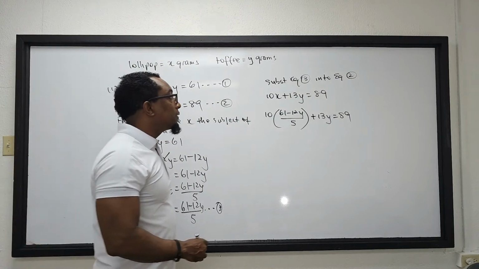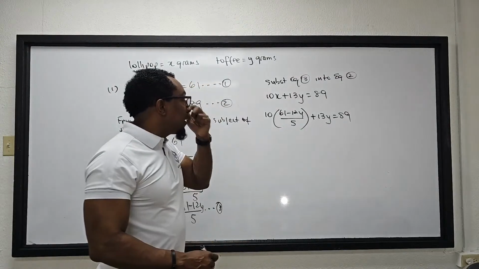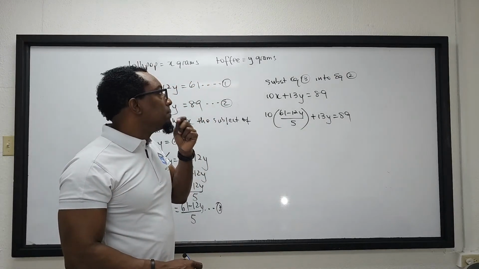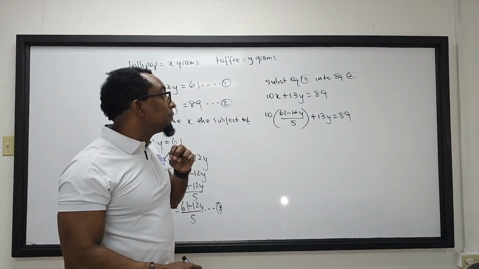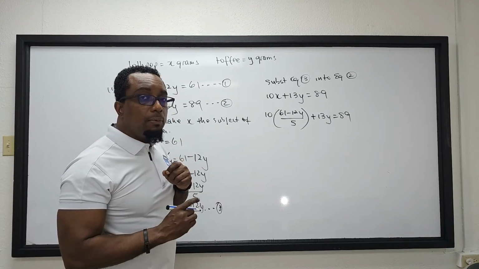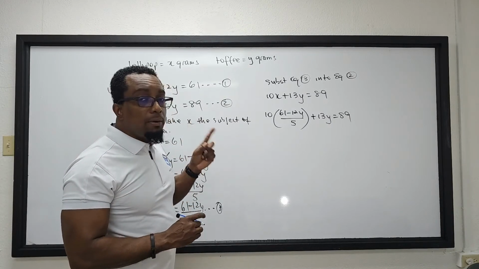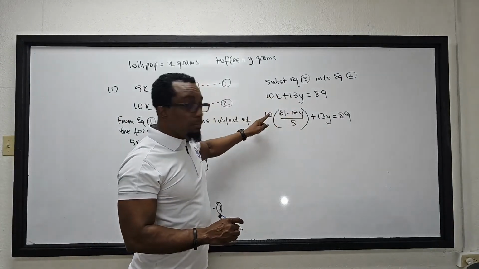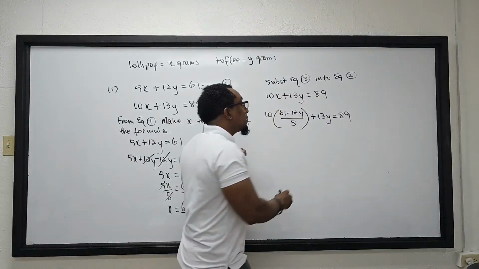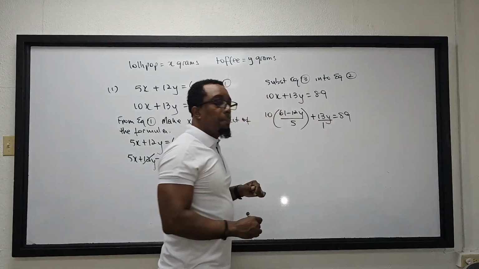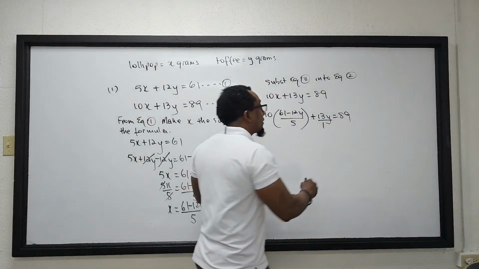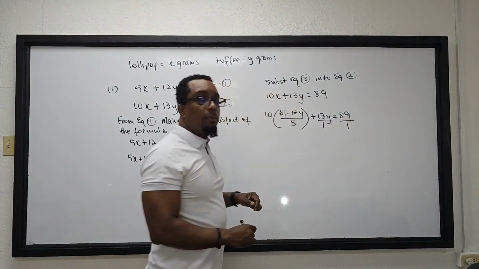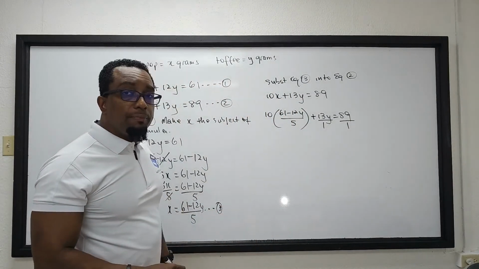Now when we look at this equation, we see fractions. And our aim is to always remove the fraction. We never solve an equation involving fractions. And currently we have 3 fractions in this equation. This is one fraction here, including a 10. 13y is a fraction. 89 is a fraction. 89 over 1. 13y over 1. So we have 3 fractions.